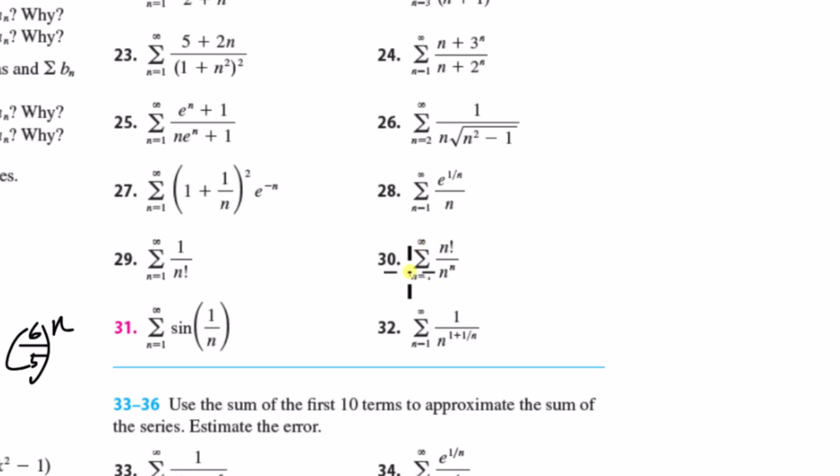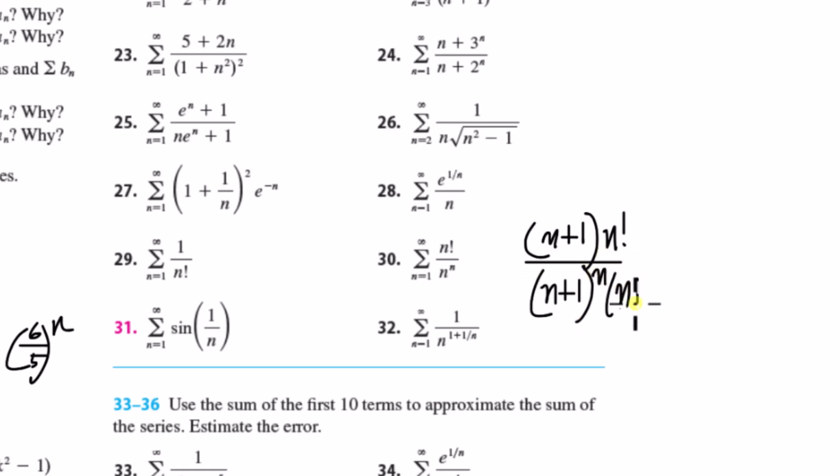Like even here, this looks like it would be great for the ratio test. I'm not sure if it would work, but it looks like it should work great. Think about this. So n plus 1 factorial is n plus 1 times n factorial, over n plus 1 to the n plus 1. So n plus 1 times n, like that, right? Times, and then we would have n to the n over n factorial.